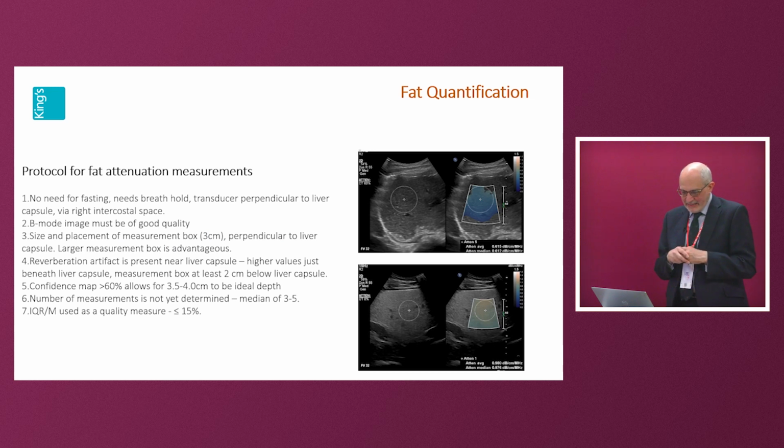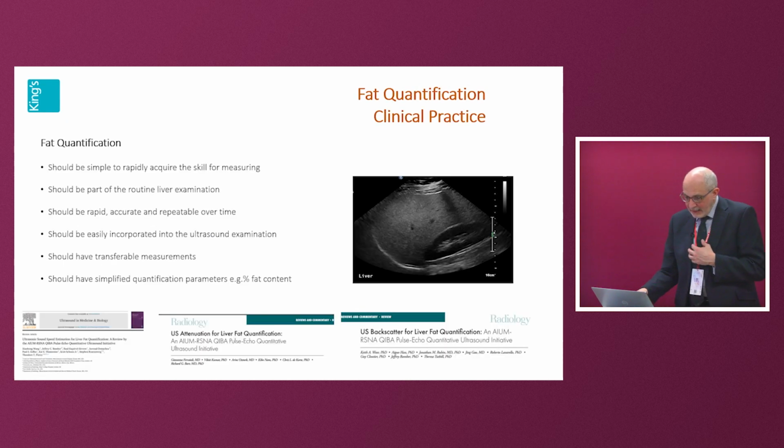3 to 5 measurements is the thought. Probably end up doing 5. And your interquartile range measurement, quality measurement, should be less than 15%. At the moment, some guidelines say 30% for fibrosis. Newer guidelines say 15%. It's almost impossible to get readings for your FibroScan below 15%, but certainly you can do it with your ultrasound machines.